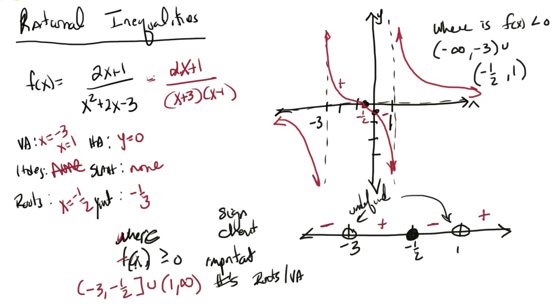Let's try another one. F of x equals (x squared plus 3x minus 10) over (x squared minus 6x plus 9).